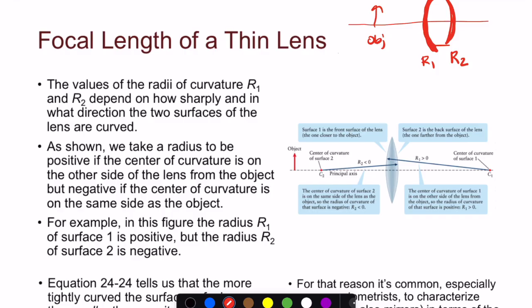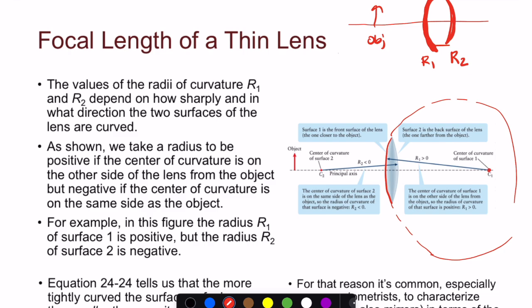So the value of the radii of curvature depends on how sharply and in what direction those two surfaces are curved. So in this picture, we can see that we have a converging lens, right? A convex lens. And what do we know about the radius of curvature? It basically is the center of the sphere that creates that curvature, right? So for convex lenses, this can be a little bit confusing. And here's why. R1, this is the side of R1, right? But where's the center of that sphere? It's over here on the right-hand side, isn't it? If I make this sphere, it's over here on the right-hand side.